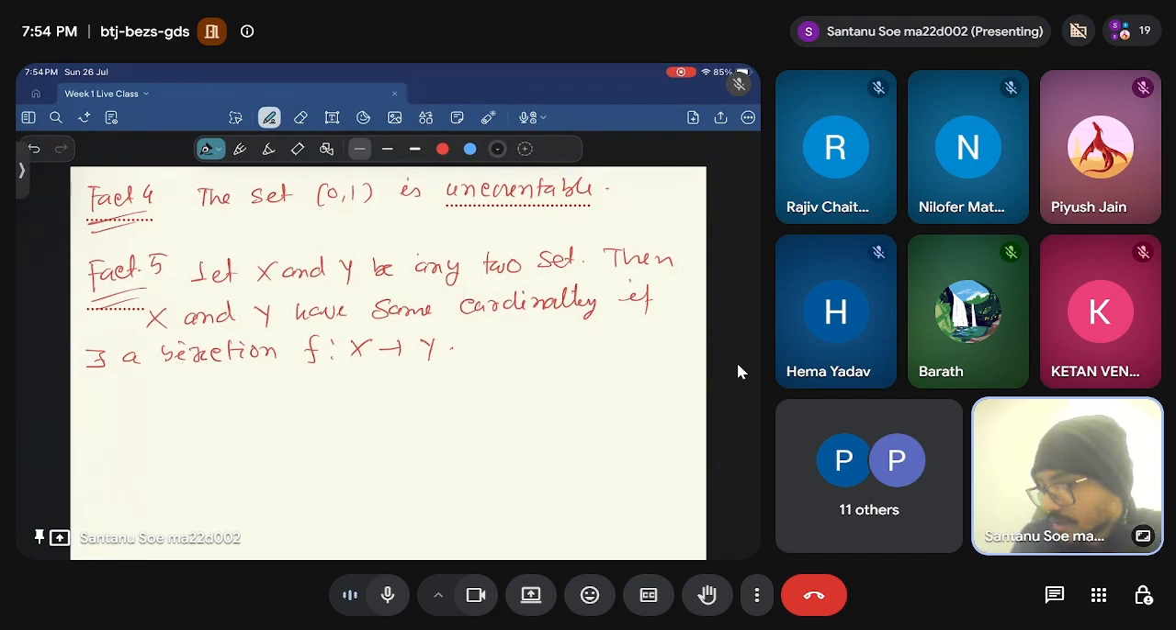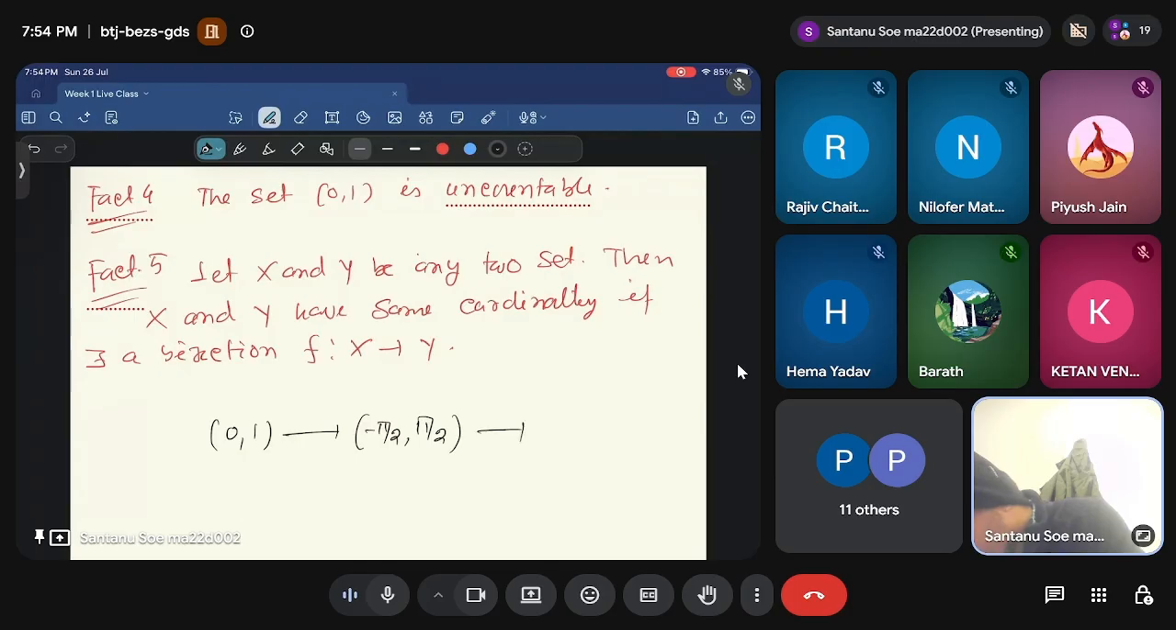So does anyone know any bijection from the open interval (0, 1) to R, the set of real numbers? Okay, so what I'm going to do is find two bijections instead of one. First we're going to find a bijection from (0, 1) to (-π/2, π/2), and then to R.